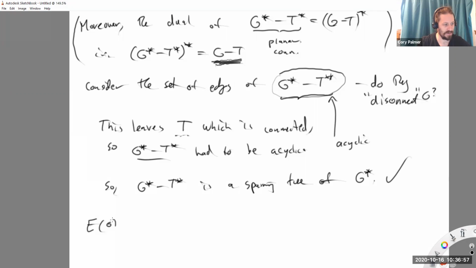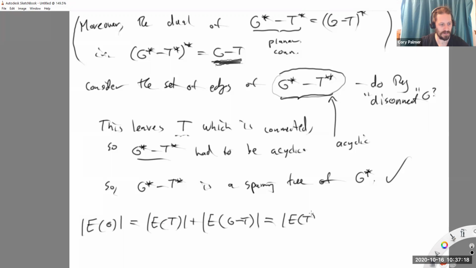How many edges are in G? Well, there are obviously as many edges in G as, let's say, E of T plus E of G minus T, right? But this is the same as the number of edges in T plus the number of edges in G star minus T star, right? All I removed was the dual edges. There's a one-to-one correspondence between edges and dual edges.